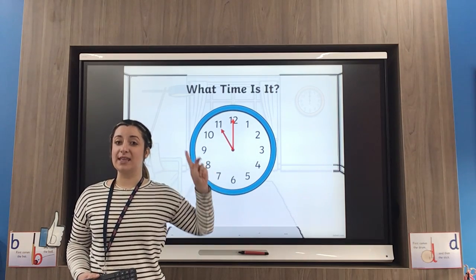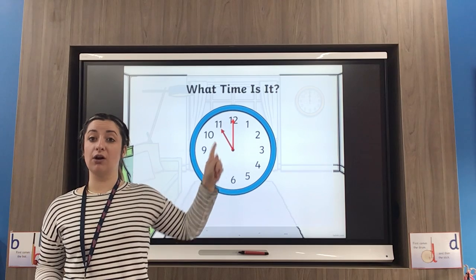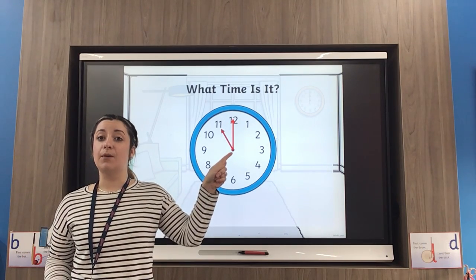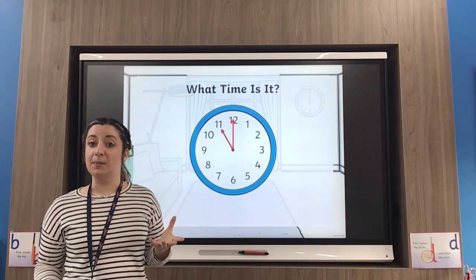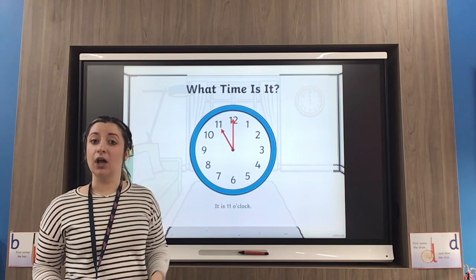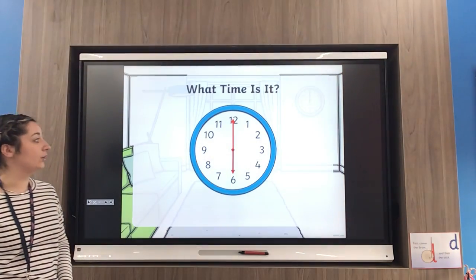Okay, so let's have a look at this one. We've got o'clock, because the minute hand, the long hand, is pointing to 12, and then the short hour hand is pointing to 11, so the time should be 11 o'clock. Okay, so you can see it is 11 o'clock.